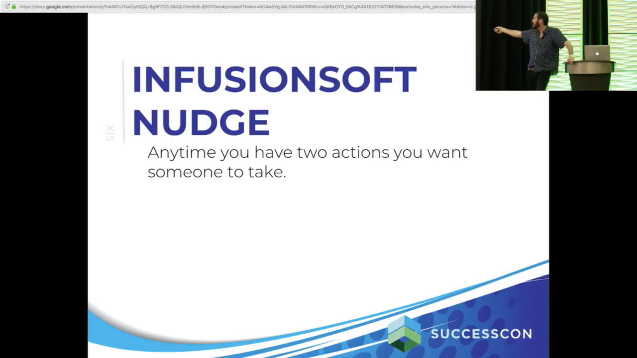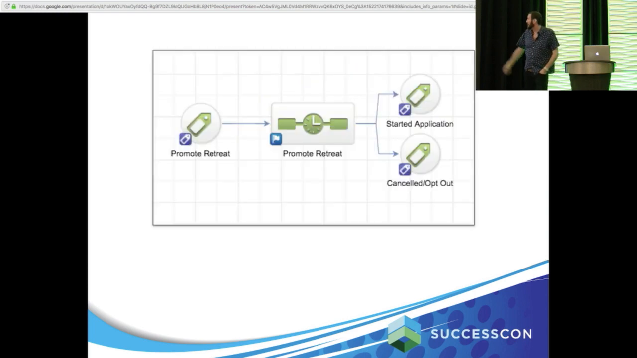All right, so here's how the Infusionsoft nudge works. It is designed to bridge any two actions you want contacts to take. So anytime you have two actions, I want them to click and then I want them to register. I want them to click and then I want them to buy. I want them to sign up on this first thing and then I want them to fill out the second page of that survey. Anytime there are two actions you want them to take, in between should be the Infusionsoft nudge. Okay?